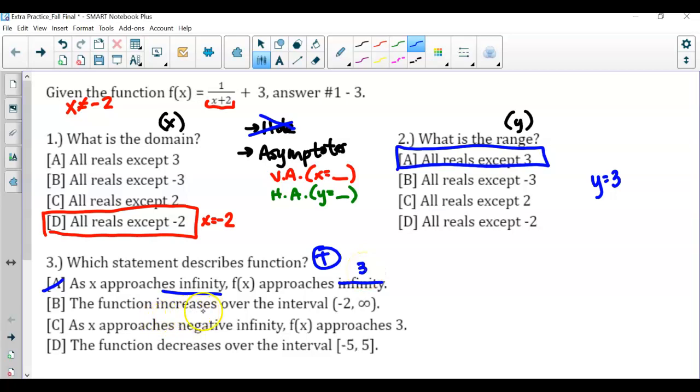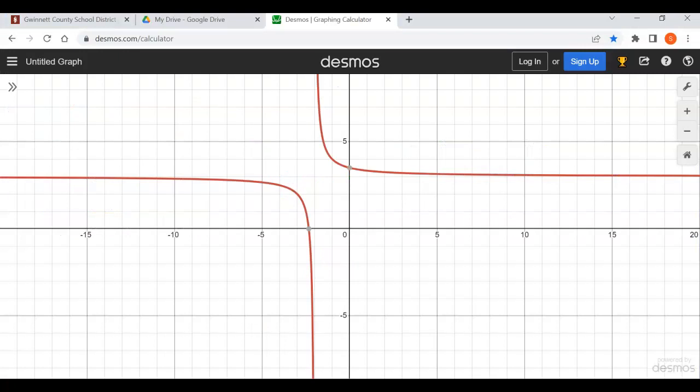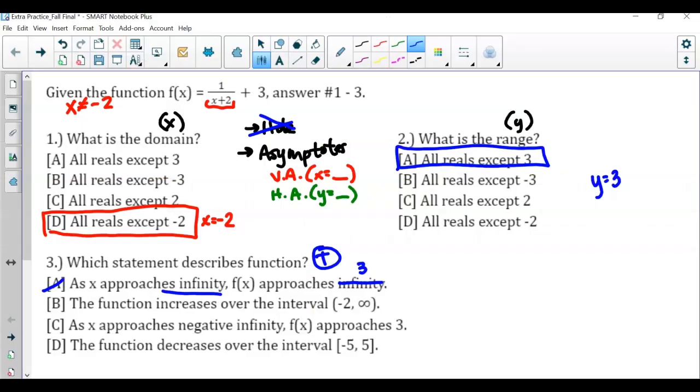So the function is increasing over the interval. So let's look back at our graph. Well, I notice here, first off, read it left to right. Is our graph going up or is it going down? We're going down. It's decreasing. Here, read the graph left to right. What direction are we going? We're going down. We are decreasing. So that means it cannot be B because there is no interval of increase.